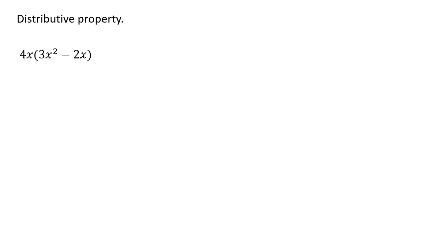So, back in middle school, you learned how to distribute, where you would have 4x times 3x squared minus 2x, and you'd simply multiply. You'd have 4 times 3, which is 12. You have x to the first, so 1 plus 2 would give you x to the third. And you do it again, but now with the negative 2x. 4 times negative 2 is negative 8. X to the first, x to the first, so 1 plus 1 gives you x squared. Well, factoring using the GCF is the exact opposite of what we just did here.